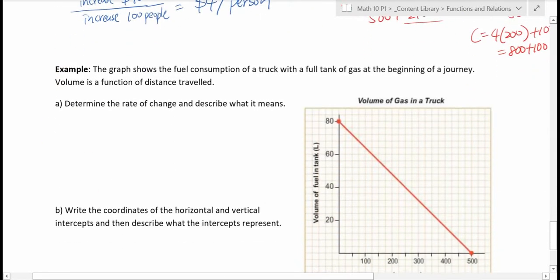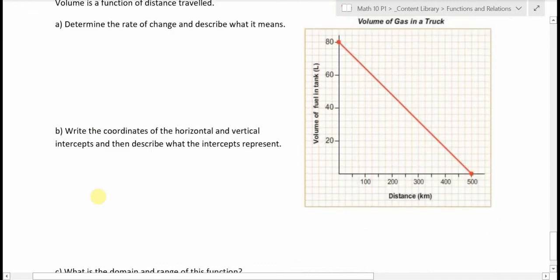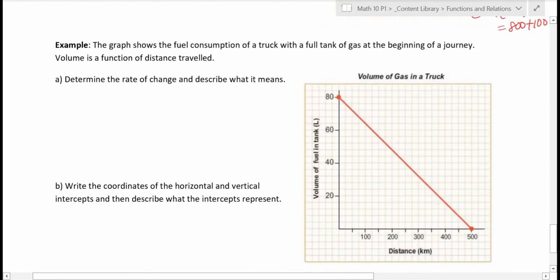Okay, so here is the last example I need to show you. It says the graph shows the fuel consumption of a truck with a full tank of gas at the beginning of the journey. Volume is a function of distance traveled. So you can see this is the volume of the gas, the fuel in the tank, and this is the distance traveled.